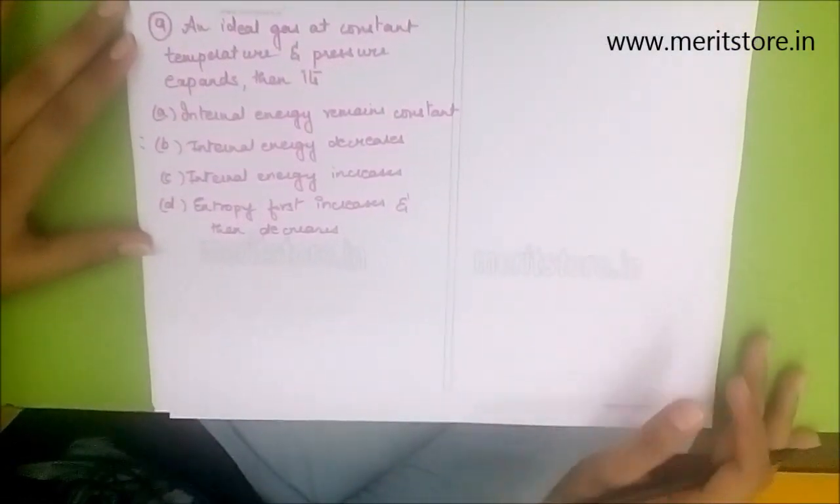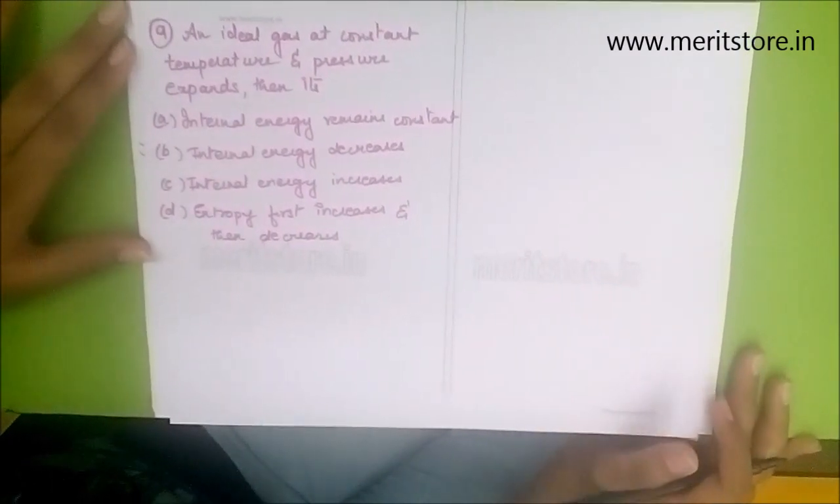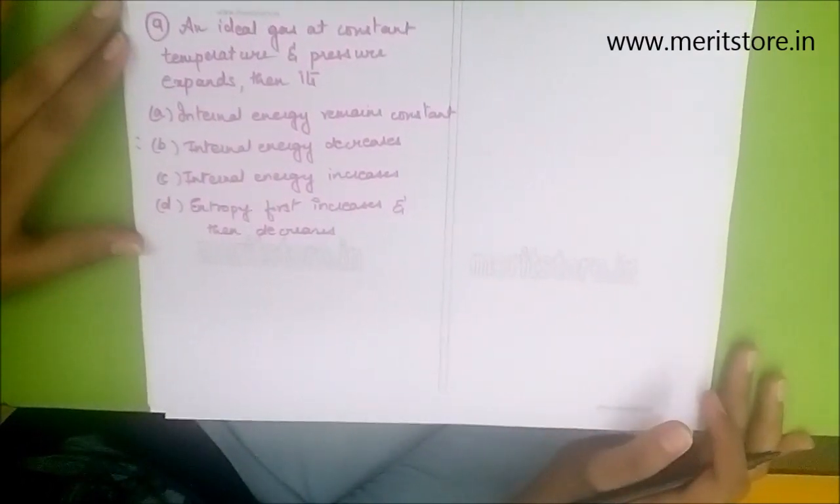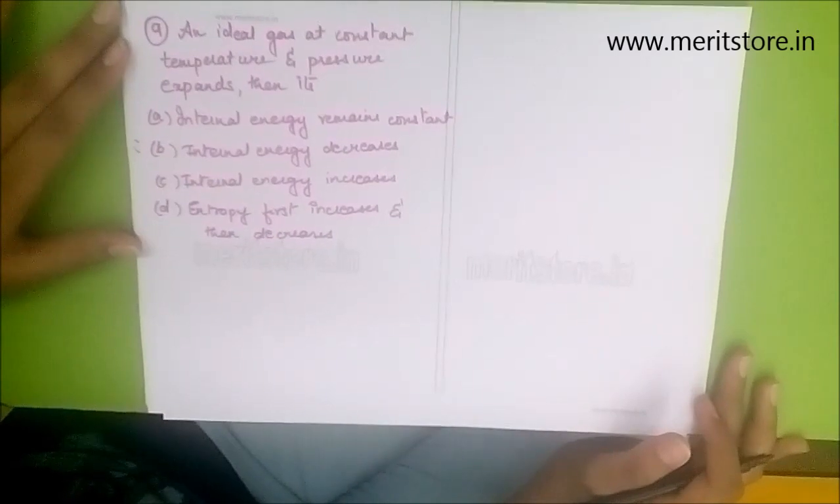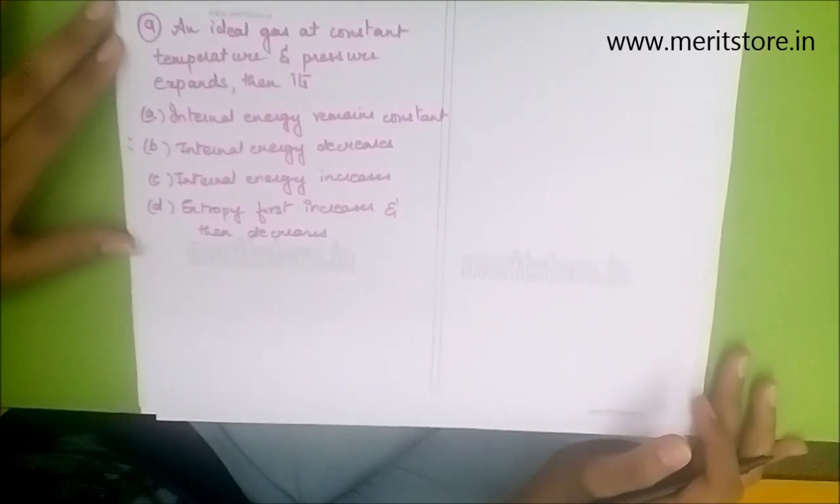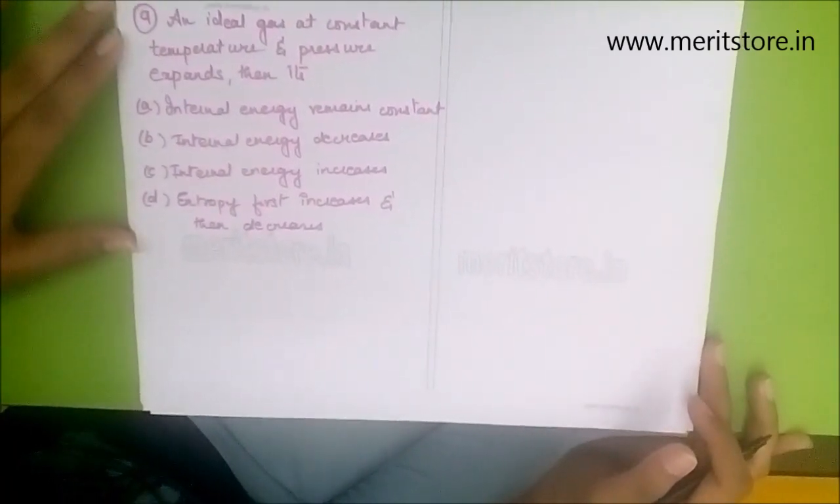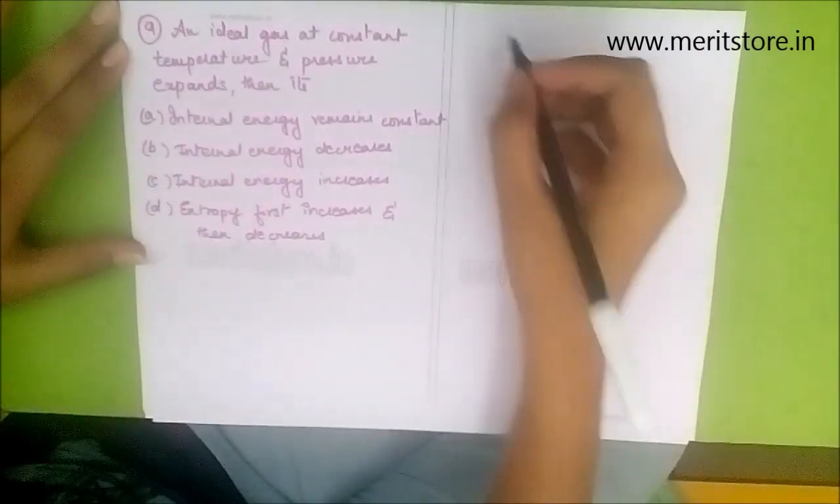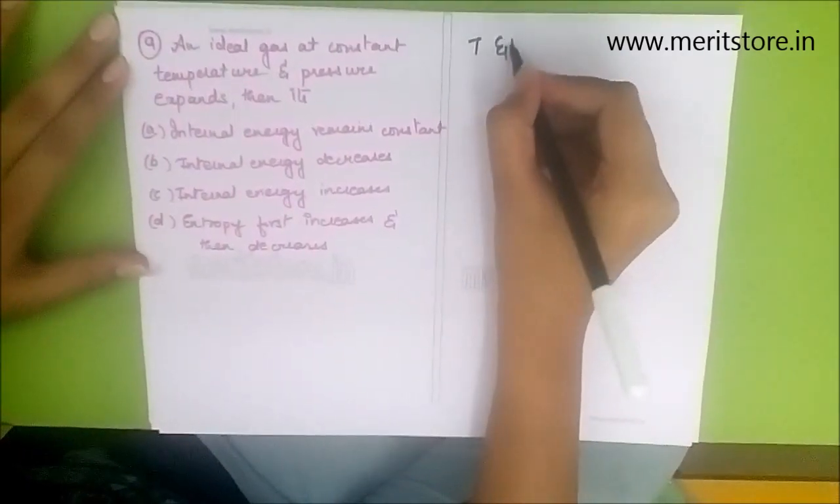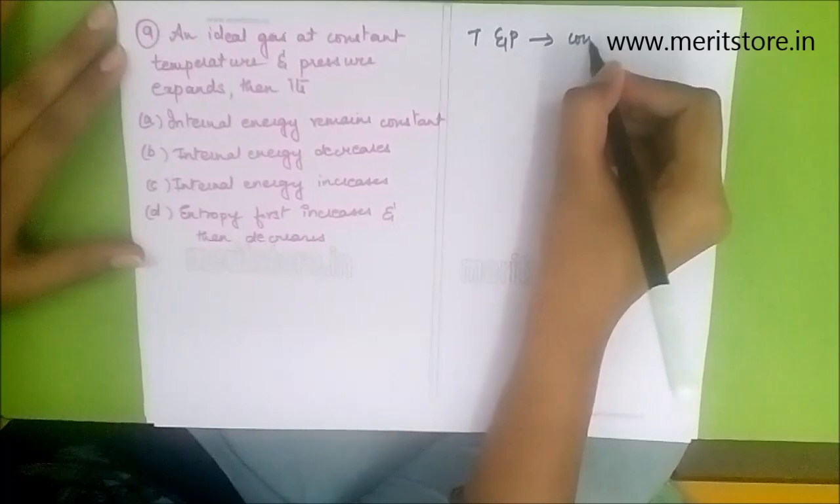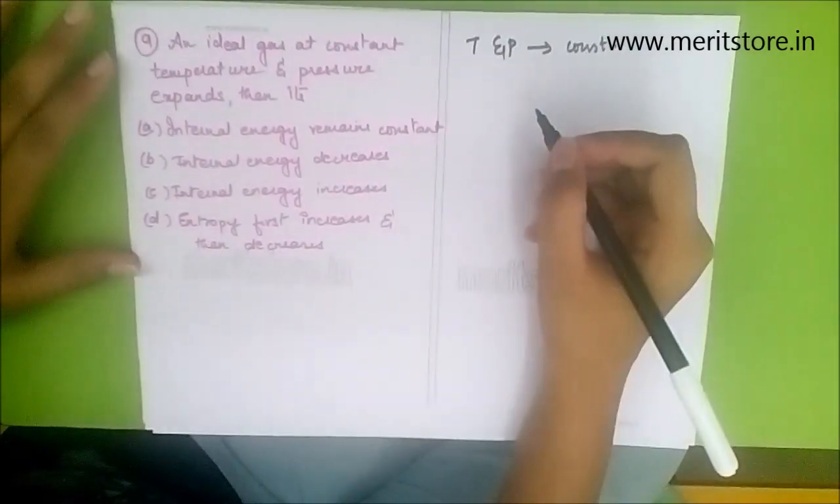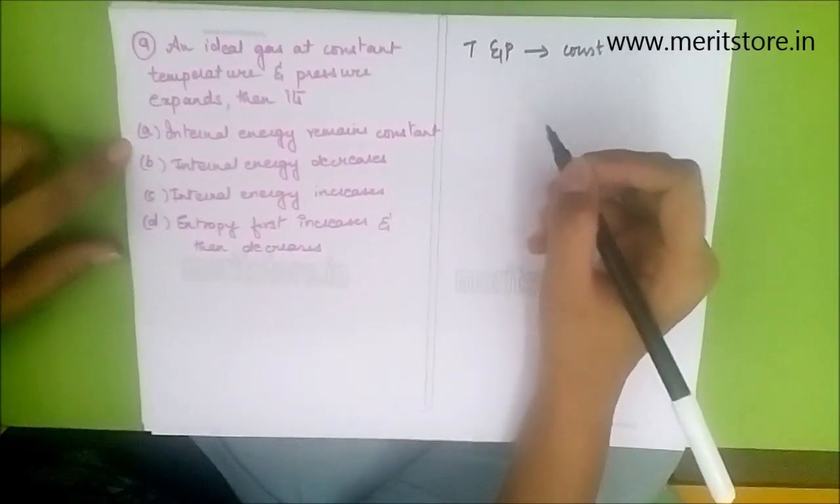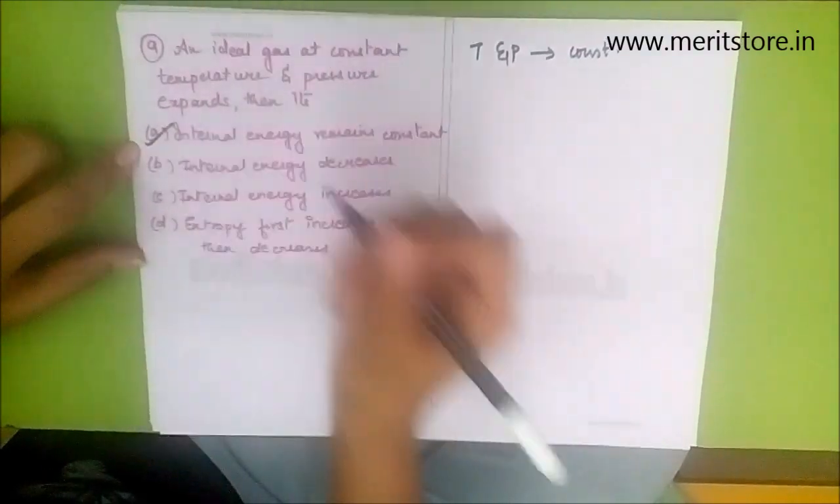An ideal gas at constant temperature and pressure expands. Then its internal energy remains constant, internal energy decreases, internal energy increases, or entropy first increases and then decreases. Now here the temperature and pressure are constant and the gas is expanding. Therefore, the internal energy would be unaffected.